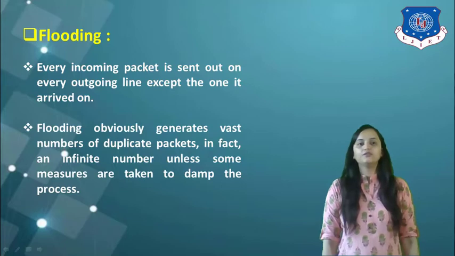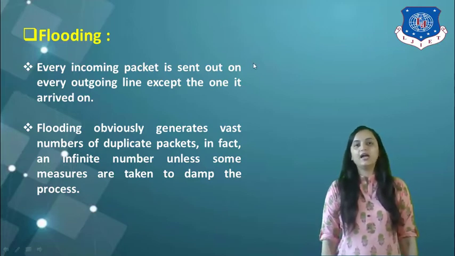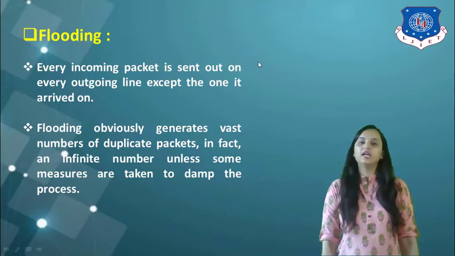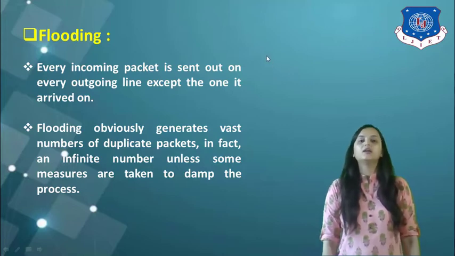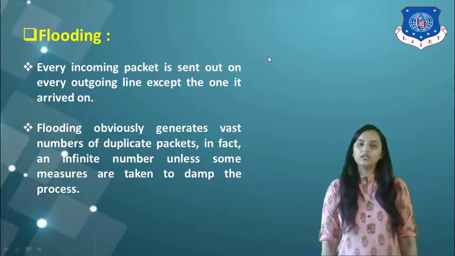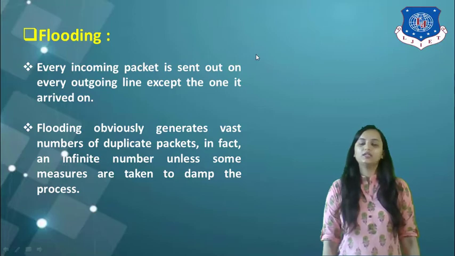Flooding obviously generates a vast number of duplicate packets, in fact an infinite number, unless some measures are taken to damp the process. That means whenever the flooding algorithm is used, some measure has to be established so that this over provisioning and duplication of packets at the receiver side can be reduced to some extent. There are various algorithms and logics available to reduce flooding based on the network requirement. So these strategies can be implemented when the flooding algorithm is used at the network layer.